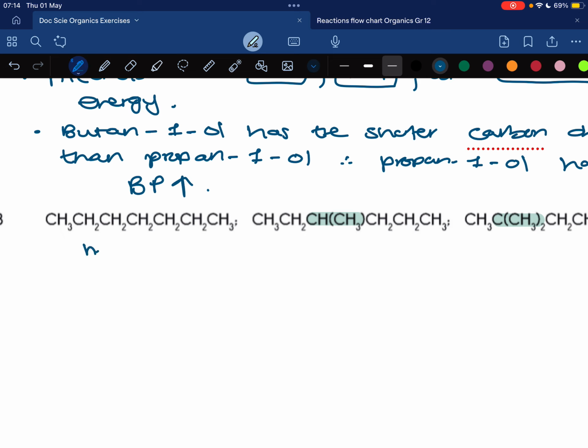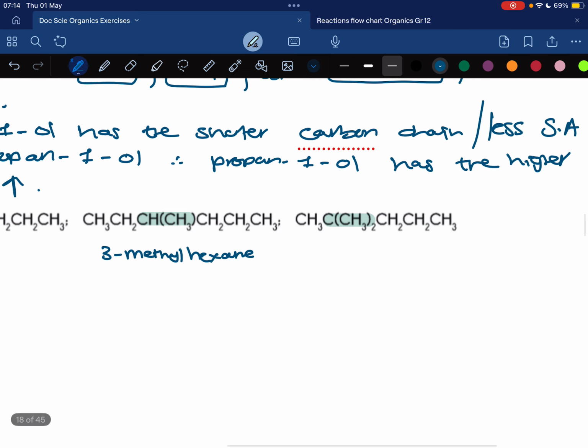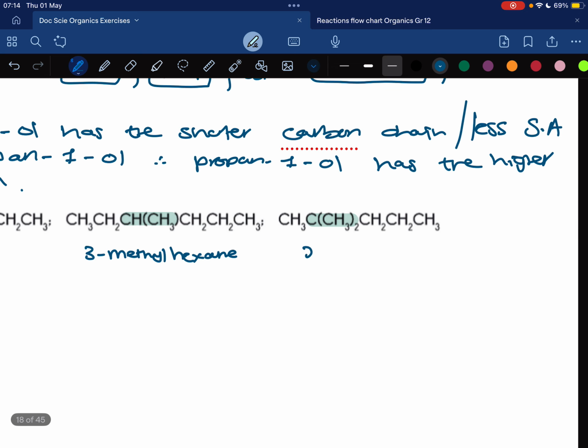So this one is going to be heptane. Then this one will be 3-methylhexane. And then this one is going to be 2,2-dimethylpentane.